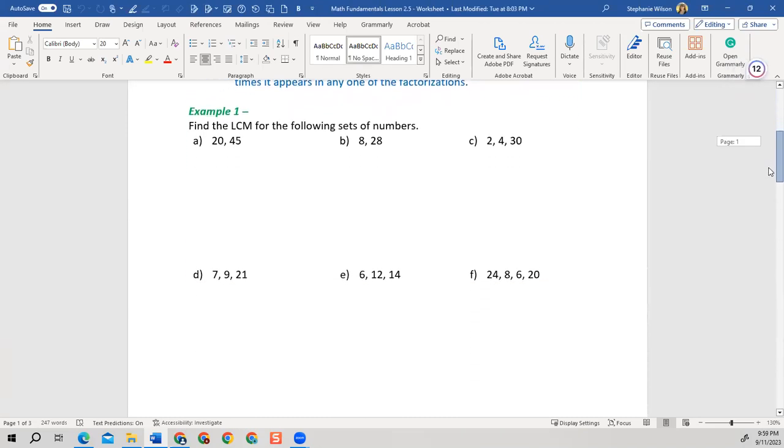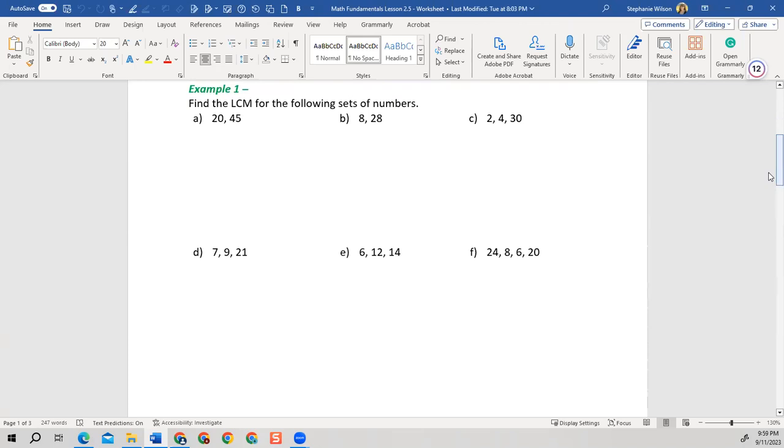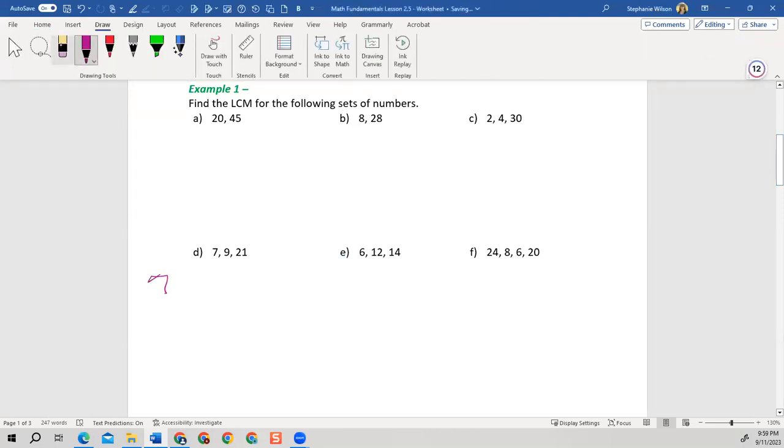Let's move on. So I'm going to pick, let's do D. What I'm going to do is take each one of these numbers and write them in prime factorization form. Okay, so I have 7, I have 9, and 21. 7 is already prime. It's just 1 times 7, so I'm going to leave it alone. 9 is 3 times 3, which is written as 3 squared, because there are two 3's multiplied together. Now I've got 21, it's 3 times 7.